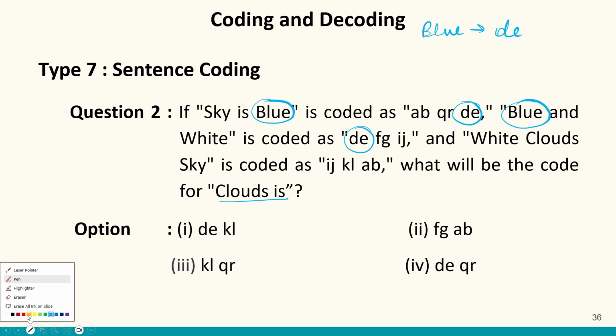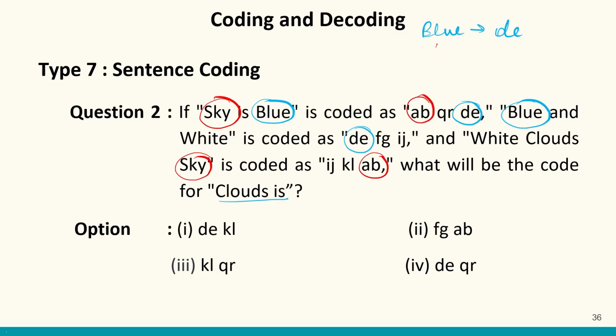Okay. Now let us try to find the code for sky. I can see sky in this sentence, white clouds sky, and sky is blue. So the only common word is sky. And here the code is ABQRDE and here the code is IJKLAB. So AB is the only common code. That means sky is coded as AB. Now in this sentence, the only word that remains is is and the only code that remains is QR. So automatically the code for is is QR.